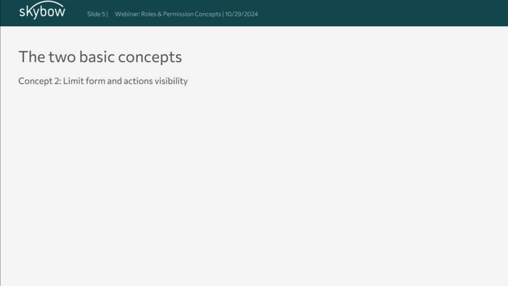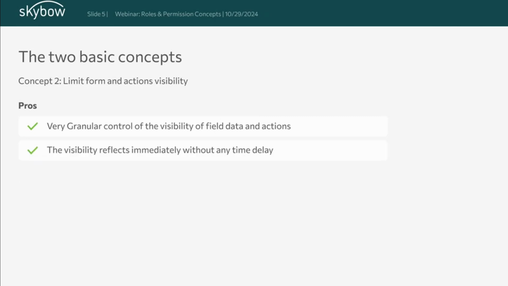The second concept would be if you just limit the forms and action visibility, so just on the visible side of the elements or items. Pros of that approach is that you can be very granular down to every single control and field, and you can, of course, limit the views to filter out items based on certain metadata, user fields, etc. That's the upside of that one.